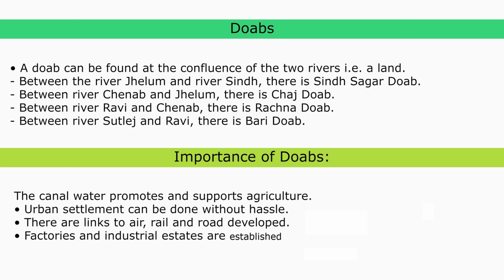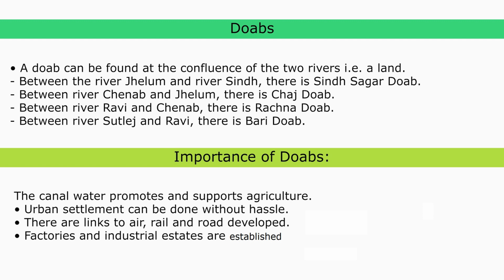And doabs are between the rivers. Between the river Jhelum and river Sindh, there is Sindh Sagar Doab. Between river Chenab and Jhelum, there is Chaj Doab. Between river Ravi and Chenab, there is Rachna Doab. Between river Satluj and Ravi, there is Bari Doab.